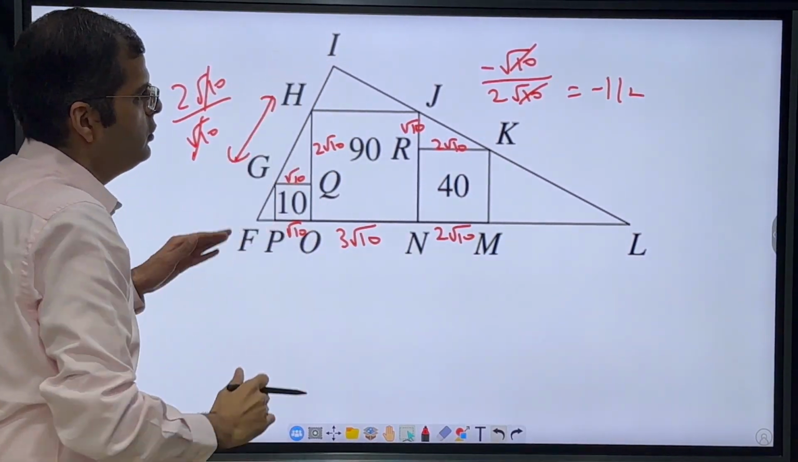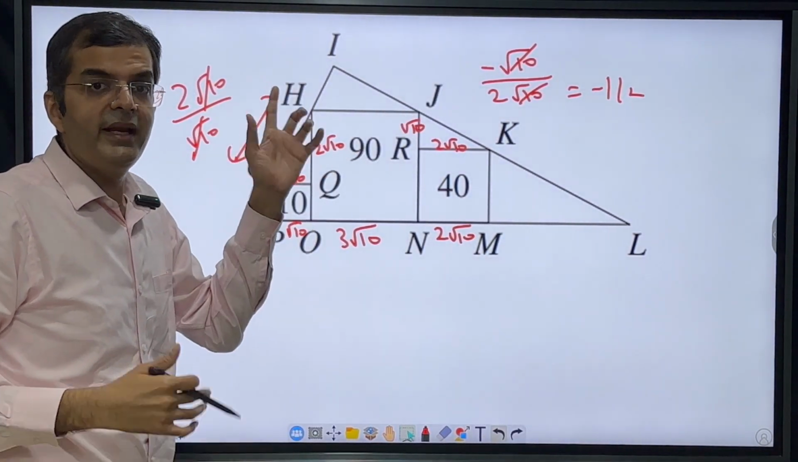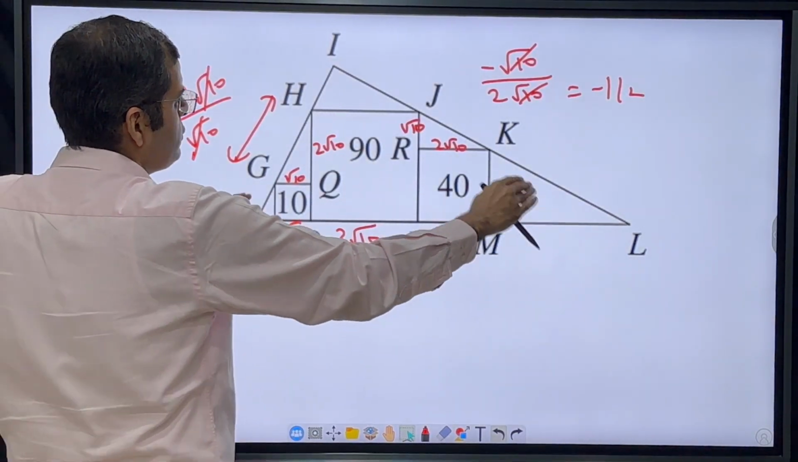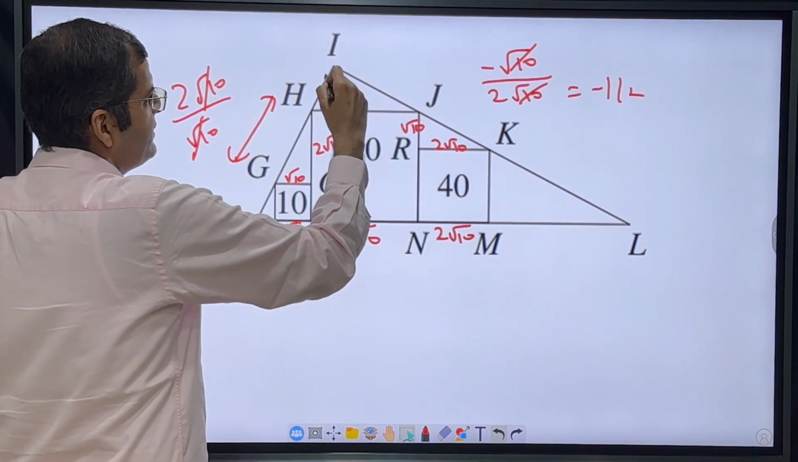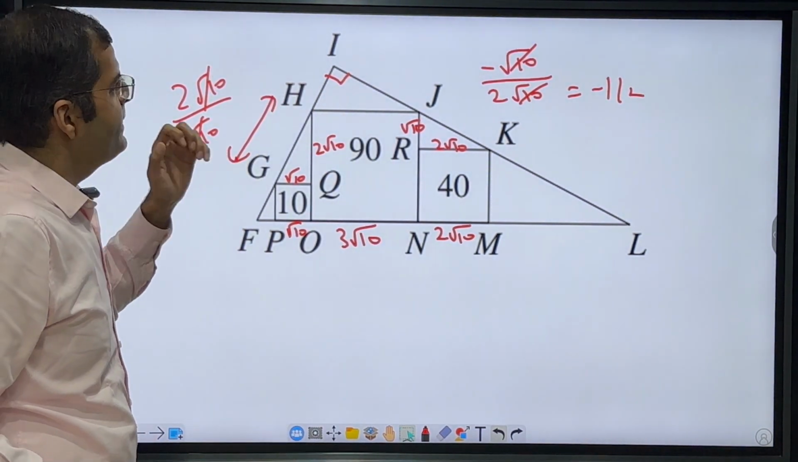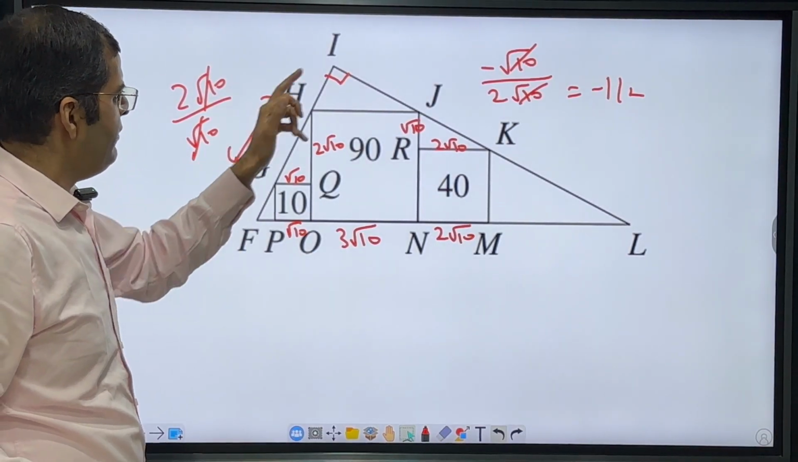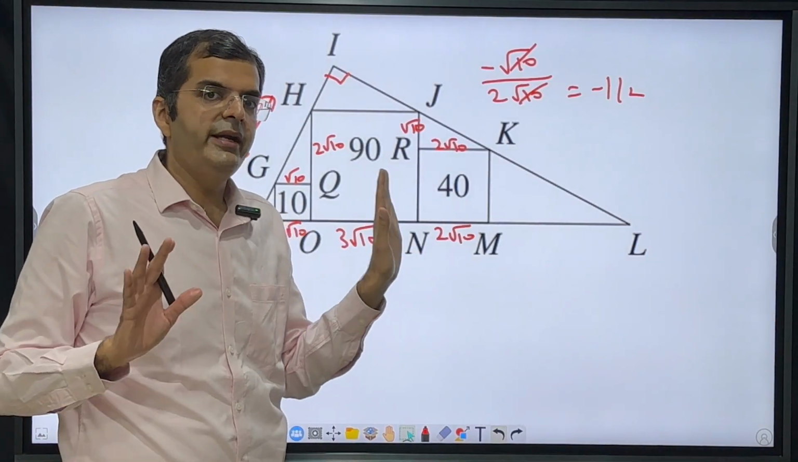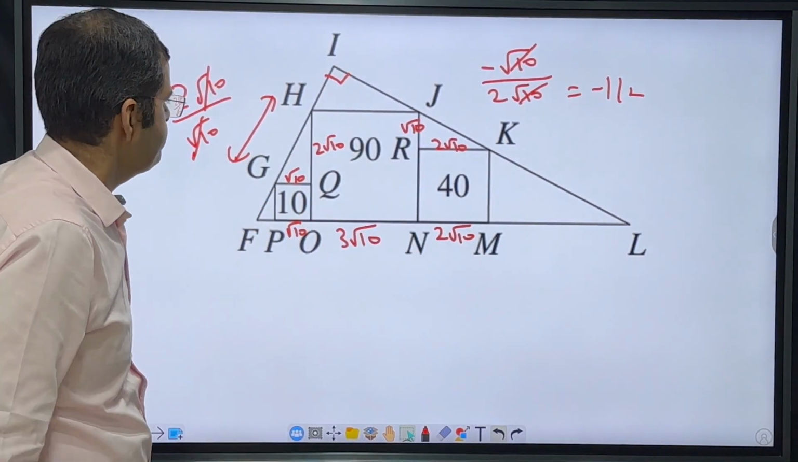The slope here is 2, so the product of the slopes is negative 1. 2 into minus 1 by 2 is minus 1. That means these two lines intersect at 90 degrees. They are perpendicular. So, I have figured out that this is perpendicular. That means the area of triangle FIL will be half into FI into IL. So, I need to find FI and IL.